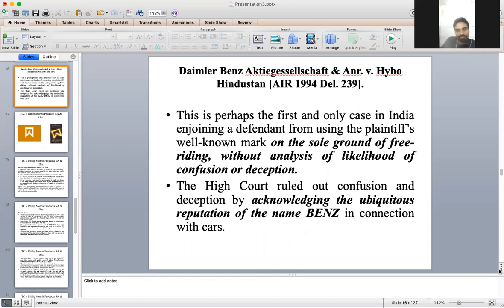So it is considered the first case in India enjoining a defendant from using the plaintiff's well-known mark on the sole ground of free riding. So here, as you see, the imitation, or you can say the similarity, is not that close, but the benefit which could be derived is that because of the use of that mark, the other company, that is VIP, may get the benefit of that.